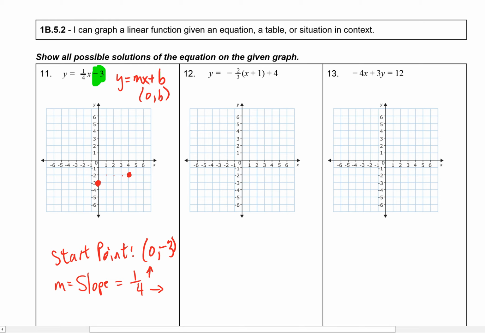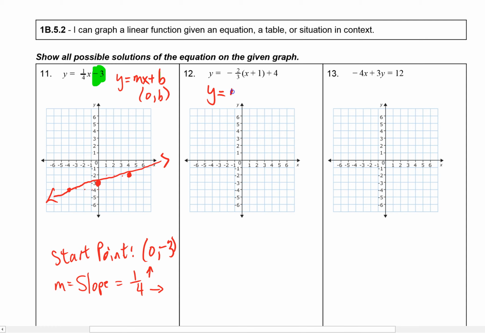I think you're going to see that if we tried to go up 1 and go 4 steps to the right, we won't have enough space. We can, however, go down 1 and go 1, 2, 3, 4 steps to the left. And let's put some arrows on there. Those arrows are indicating that that line goes on forever. It does not just stop.